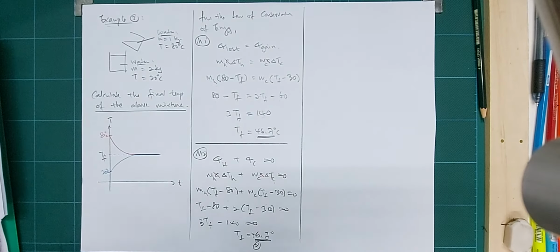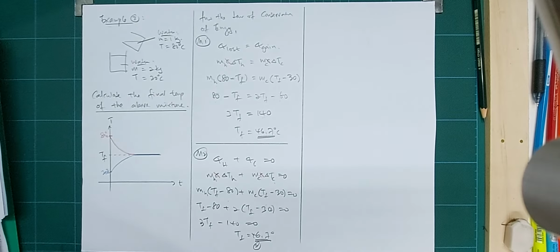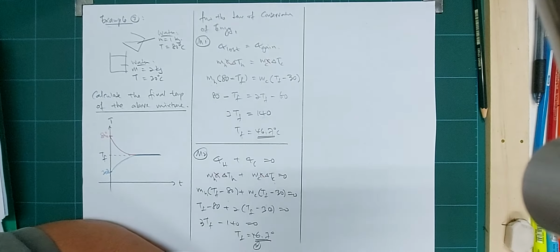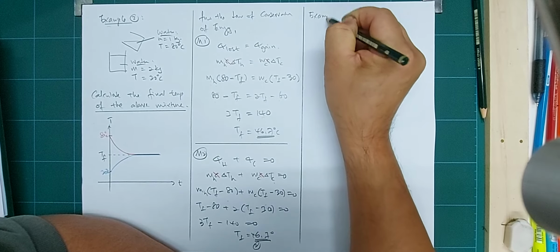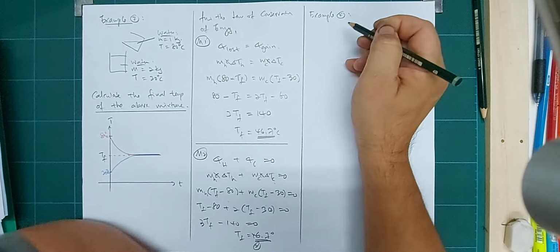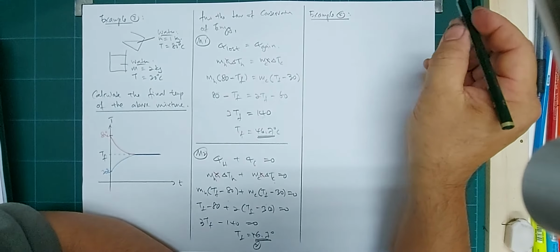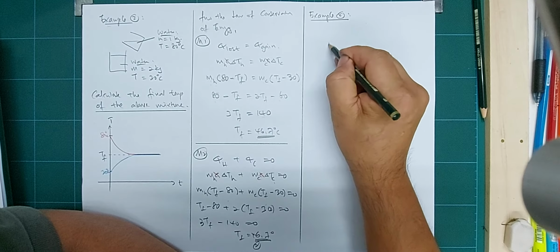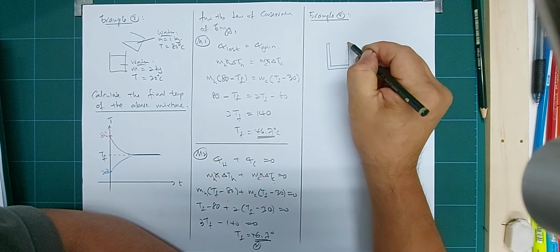So far we assume that the container is not absorbing anything. Now we want an example where the container is absorbing, where heat is involved. So we look at example number 4. Let's assume you have an aluminum beaker, an aluminum can.